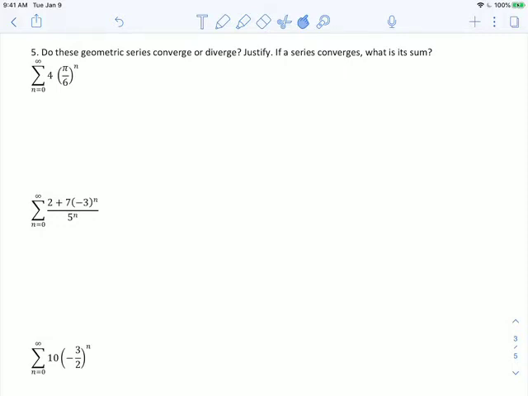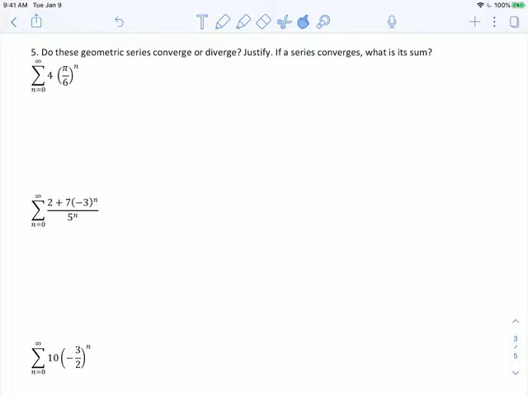Okay, we're back for part 2 of our videos on section 10.2 out of our calculus text. And I want to start off by looking at some geometric series and determining whether or not they converge or diverge.